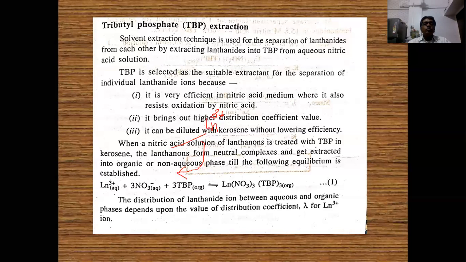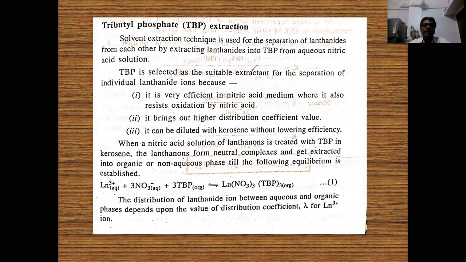Which type of organic solvent can be used for the extraction process? We know that there are so many organic solvents, but not all of them can be used. A suitable organic solvent is required for the separation of the lanthanums, and the organic solvent which gives a better distribution coefficient can be used.